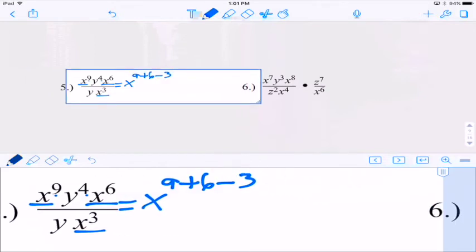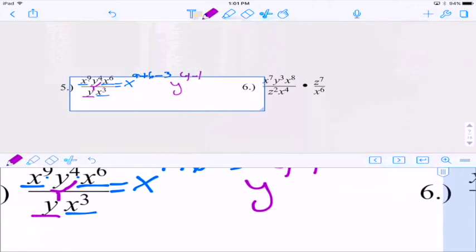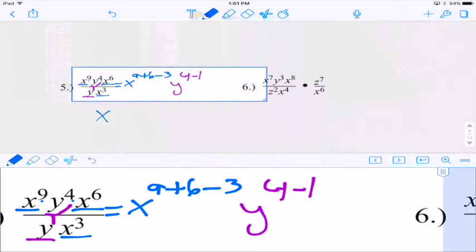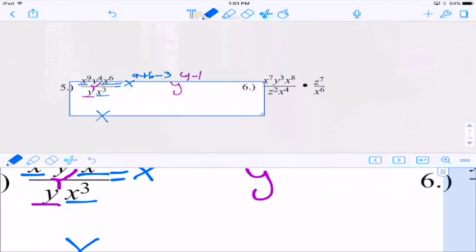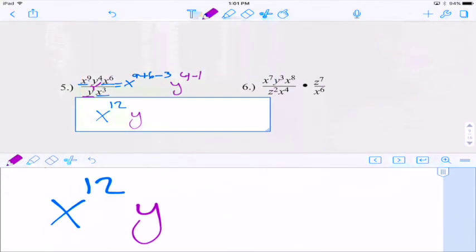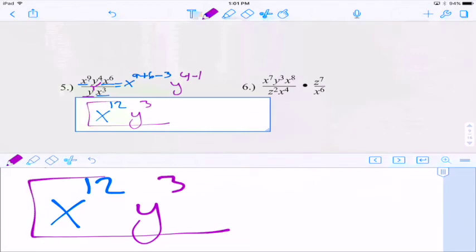Then with my y's, I've got y to the 4th and y. Remember, that's y to the 1st. If it doesn't say anything, we got y to the 4 minus 1. So what do we get after all that? We get x. Well, 9 plus 6 is 15, and then 15 minus 3, x to the 12th. Then we got our y's, y to the 4 minus 1, that's y cubed. All right, wasn't that bad.